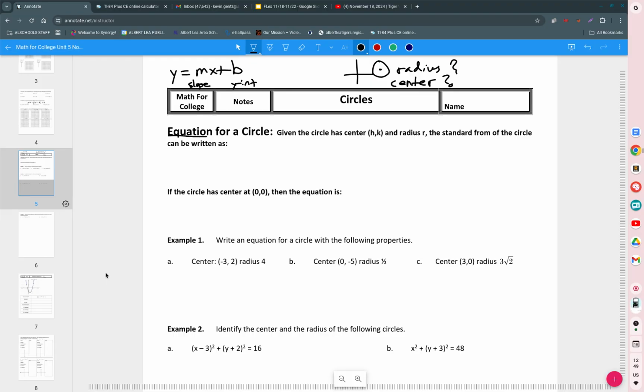So an equation for a circle, given the circle has a center of (h, k) and a radius of r, then the formula for a circle can be written as follows. (x minus h) quantity squared plus (y minus k) quantity squared is r squared.